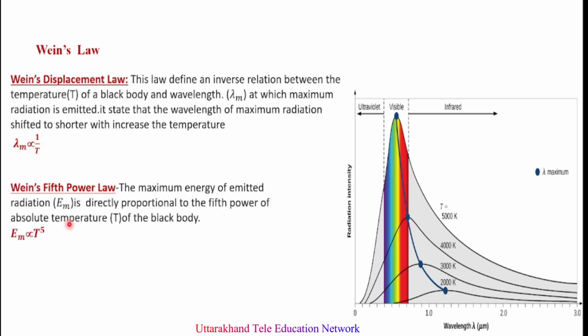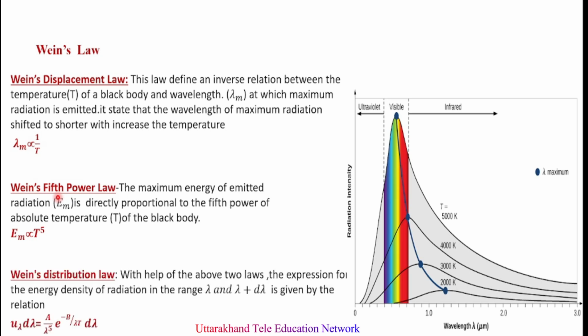Now second is Wien's fifth power law. Wien also assumed and proved that the maximum emission of the body is always directly proportional to the fifth power of temperature. This is Wien's fifth power law. It will be proved in this lecture, in this topic.